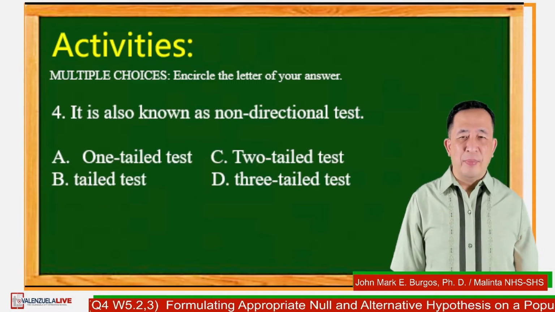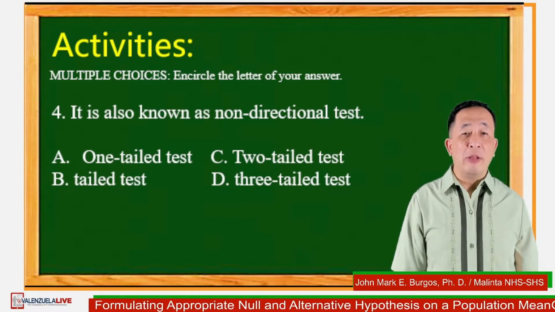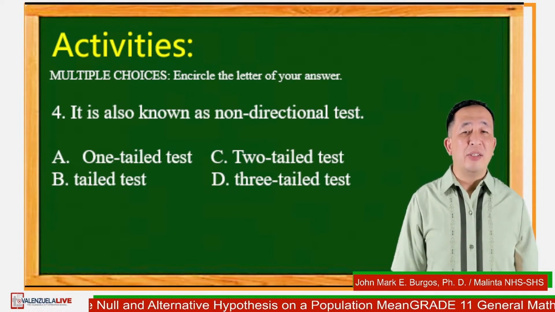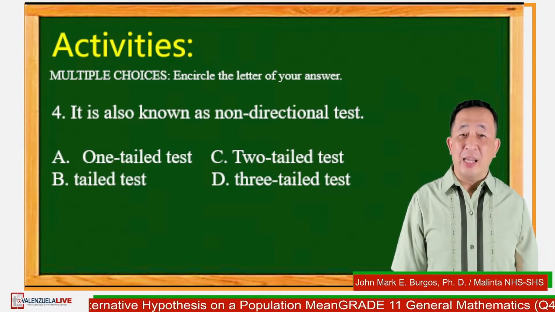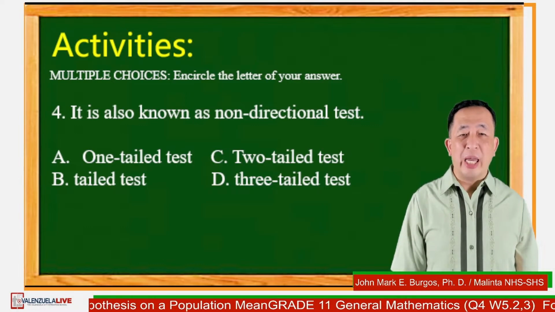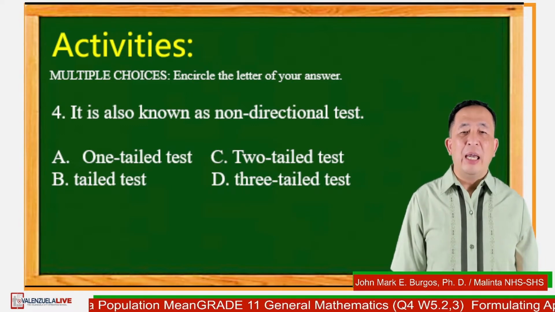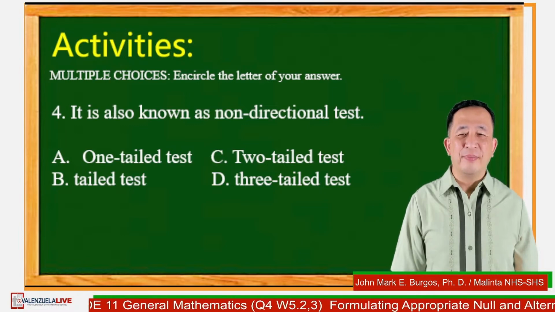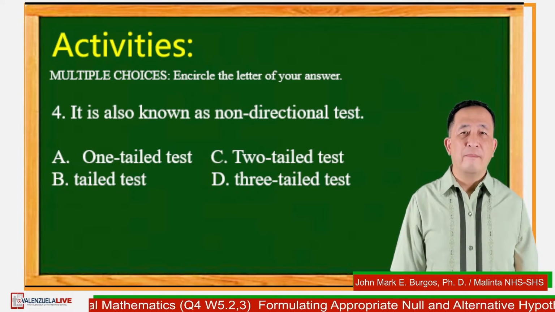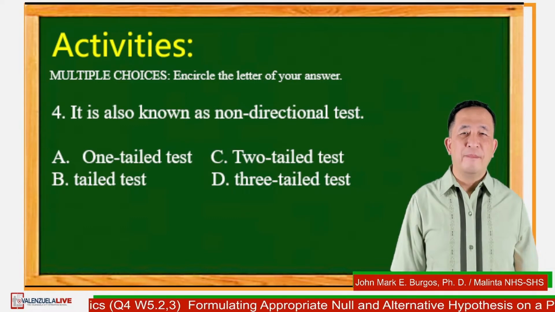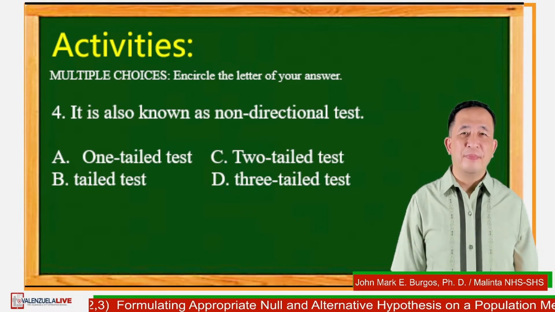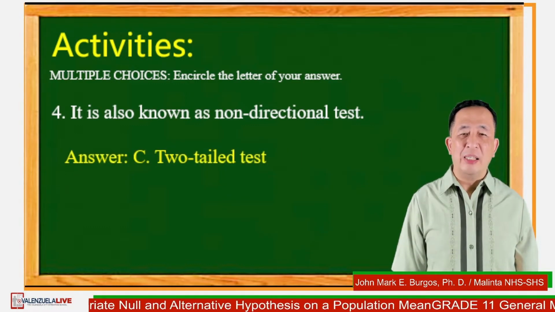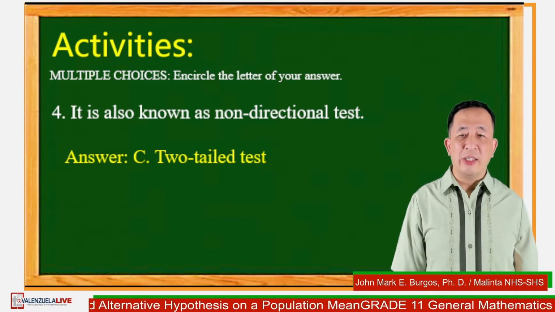Fourth question. It is also known as non-directional test. What is the answer? Is it A, one-tailed test, B, a tailed test, C, a two-tailed test, or D, a three-tailed test? 10 seconds. Okay, time is up. The correct answer for number 4 is C, two-tailed test.